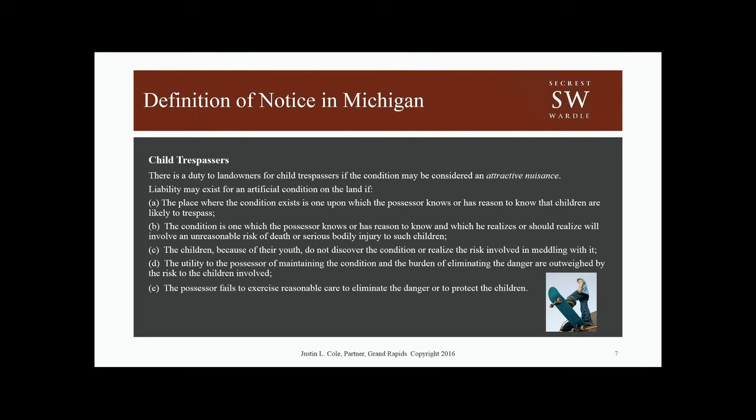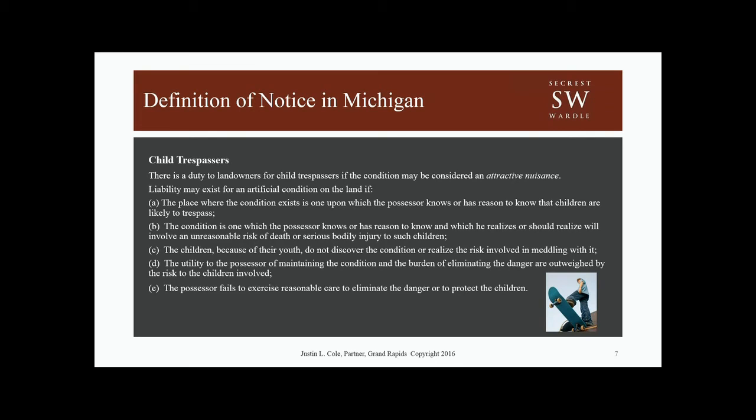C, the children, because of their youth, do not discover the condition or realize the risk involved in meddling with it. D, the utility to the possessor of maintaining the condition and the burden of eliminating the danger are outweighed by the risk to the children involved. Essentially, this is a balancing test. And finally, E, the possessor fails to exercise reasonable care to eliminate the danger or to protect the children. Importantly, in situations involving child trespassers, all 5 of these elements must be met for liability to attach to the premises owner or possessor.